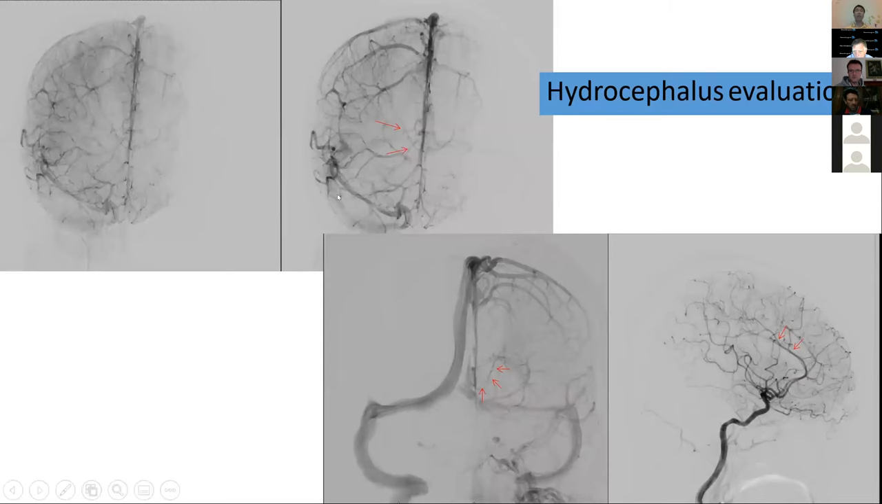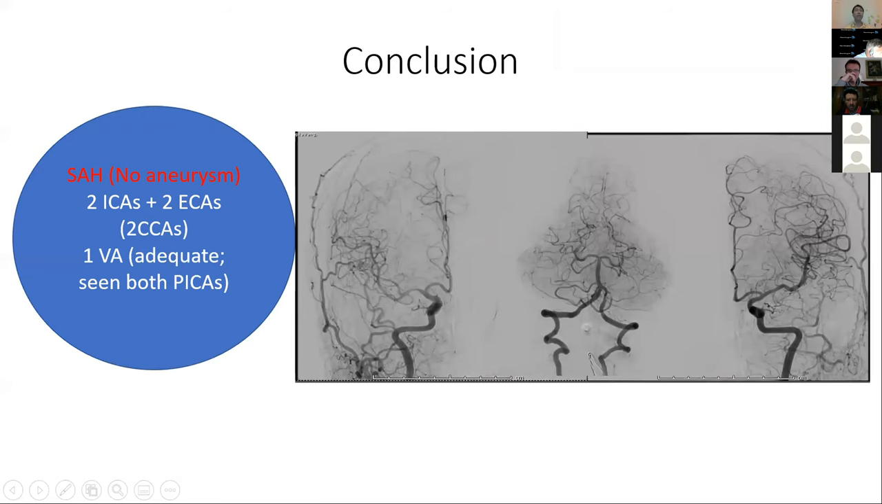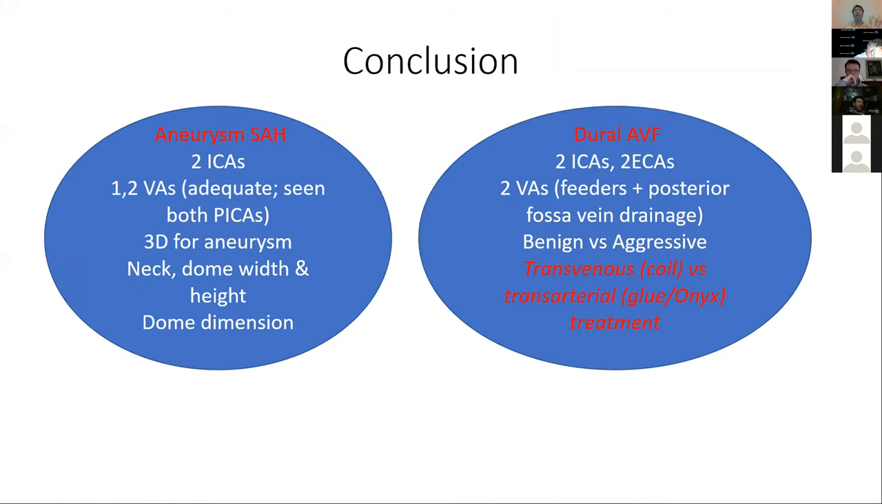And hydrocephalus, we can see from the thalamostriate vein. If the angle is not sharp, if it is more than 60 degrees, we can imply that this patient has hydrocephalus. So for the conclusion, if we want to examine subarachnoid hemorrhage, we should perform both common carotid arteries and both VAs. For dural AV fistula, don't forget to select both ECAs and both VAs.